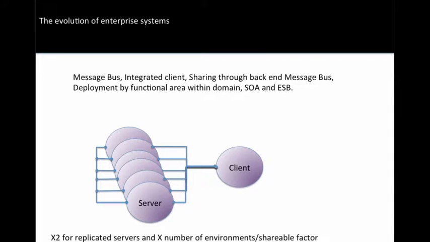But it's effectively, the difference was that you were decomposing things into functional areas within a domain and deploying on the basis of the functional domain, so you could deploy smaller units of change and therefore increase the pace. Sharing was through back-end message buses, so one server might talk to another in order to synchronize some information. This was all really sort of the rise of SOA and ESBs.